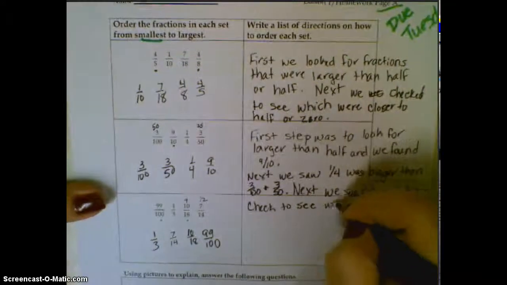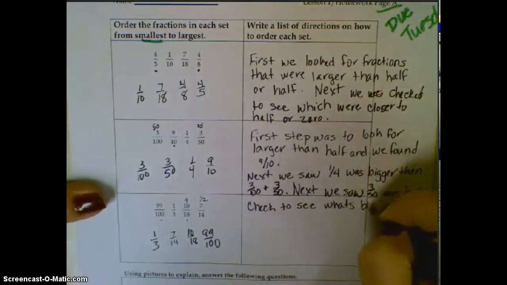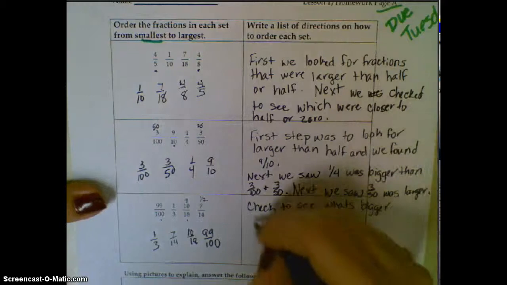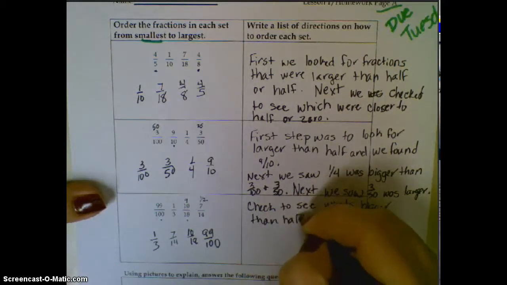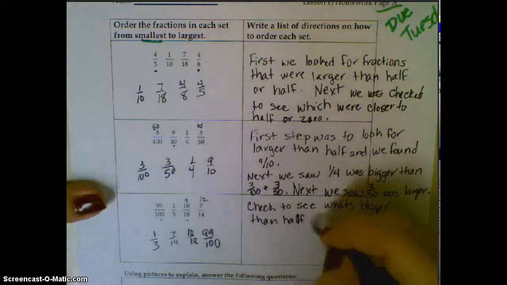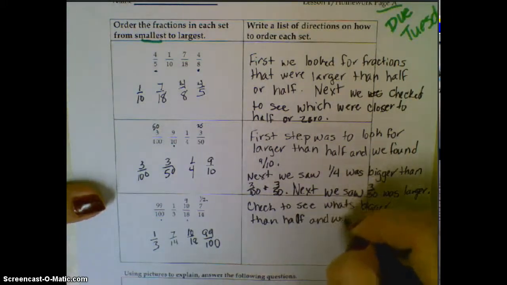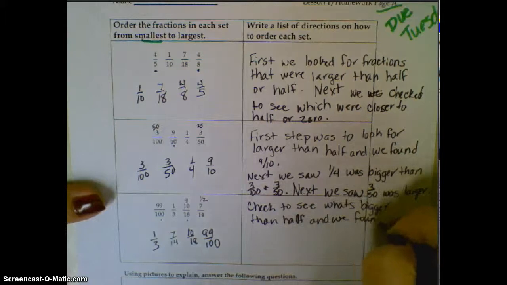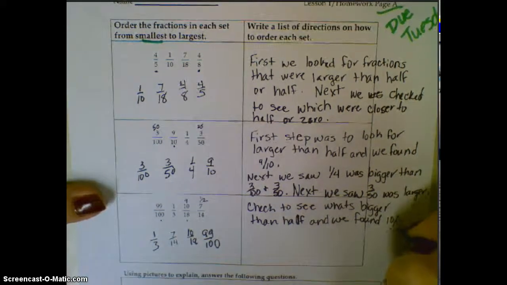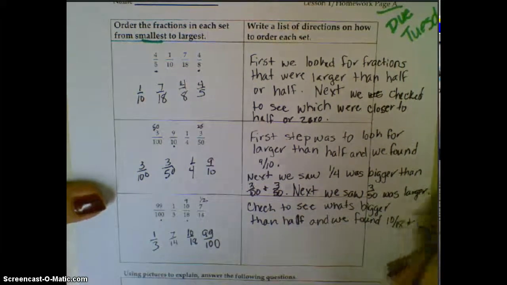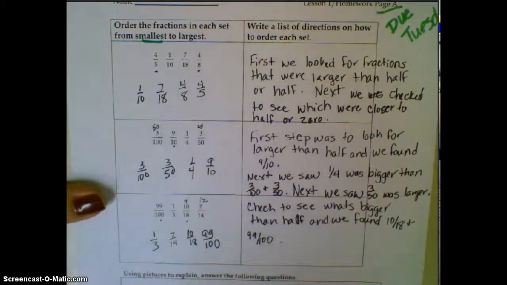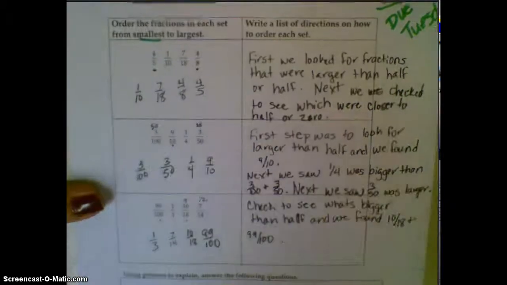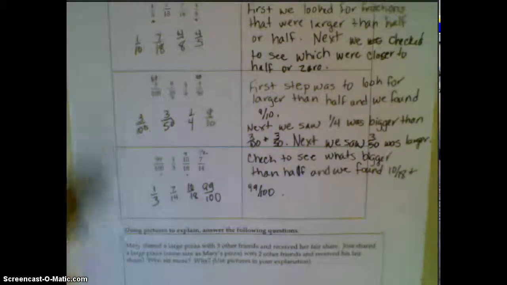So check to see what's bigger than half. And we found 10/18 and 99/100. I think we can probably just leave it right at that.